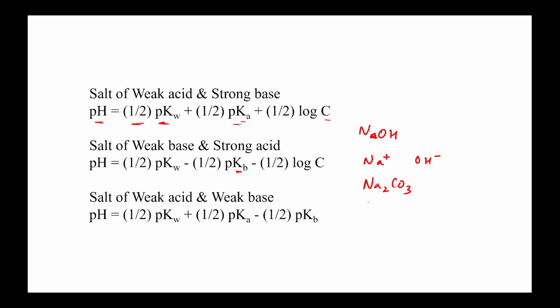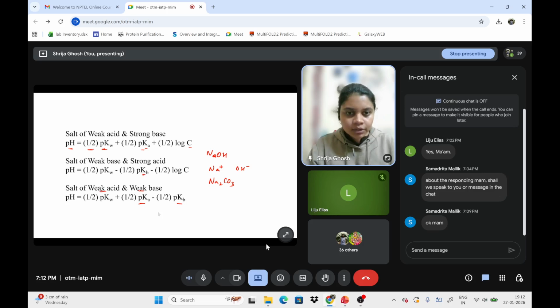Okay, so similarly for a salt made of weak acid and weak base, you have to consider both pKa and pKb to calculate the pH. So these are some equations. This is just an introductory slide. If you know these equations, it will be very easy for you to solve all the questions that I have prepared and all the questions that are there in your assignments as well.